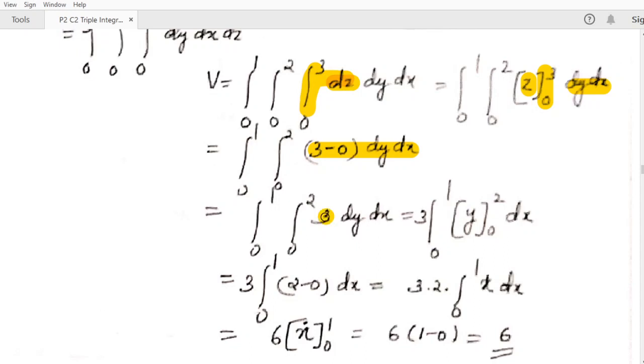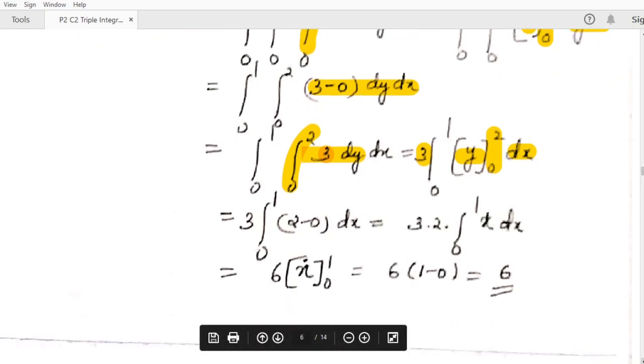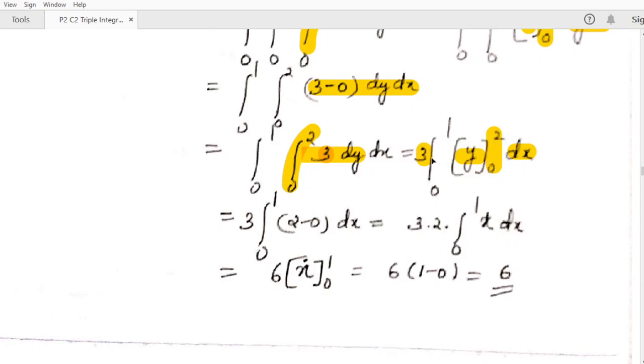And here we can see that it is a constant. We can take 3 outside, and remaining is integral 0 to 2 dy. So in the next step, we will be integrating this with respect to y. We get 3 into integral 0 to 1 by the limits from 0 to 2 dx. So after this, we will be substituting the upper limit minus lower limit for the variable y. So substituting, we get 3 into integral 0 to 1 2 minus 0 dx.